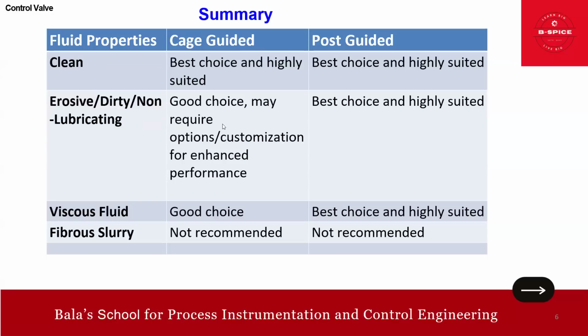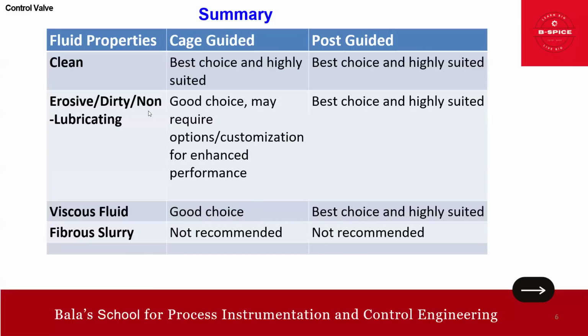For these, cage guided is a good choice, but may require some options or customization for enhanced performance. But post guided is the best choice and highly suited for this kind of application. And if it is a viscous fluid, cage guided is a good choice again, with some options, but post guided is the best choice for viscous fluids. And fibrous, unfortunately, both the cage and the post are not recommended. You got it, friends? Fibrous, slurry, both are not recommended.